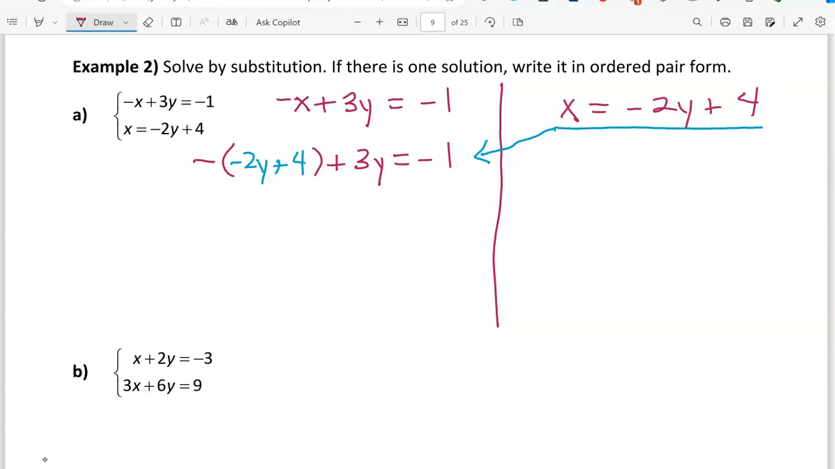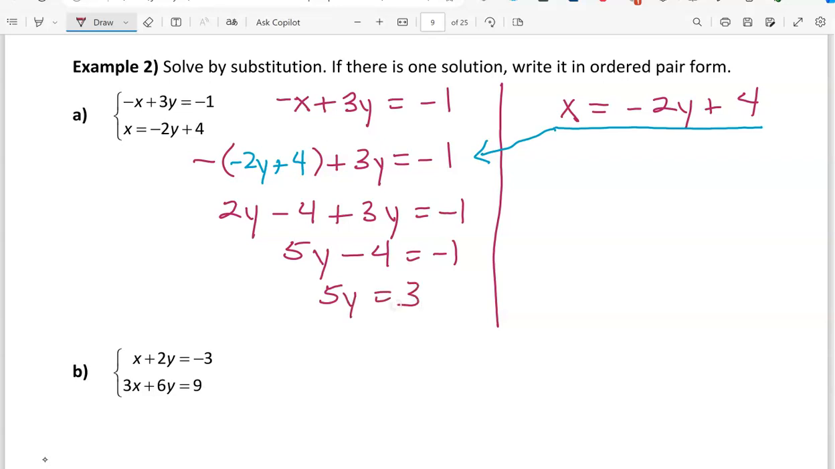So distribute the multiplication by negative 1. That's positive 2y minus 4 plus 3y is equal to negative 1. And combine like terms, 5y minus 4 is equal to negative 1. Adding 4 and then dividing by 5, we get 3/5 for y.